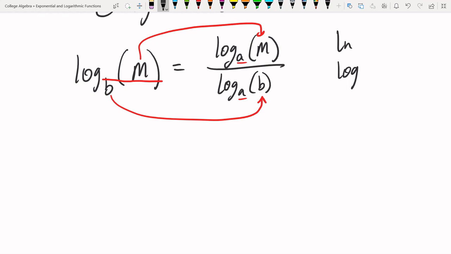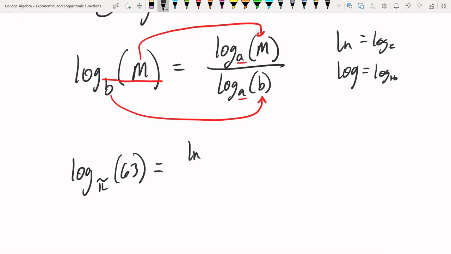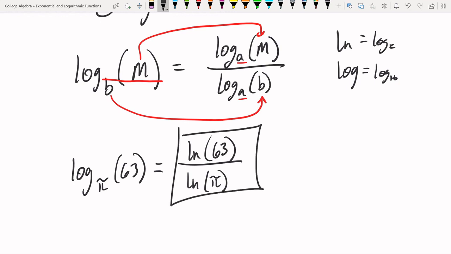So let's say we had log base pi of 63. I'm going to change this into the natural log. So natural log, right? I said this before. Natural log is log base e. Log is log base 10. It's just shorthand notation. The inside is on top, and the base is on bottom. And now this is the new logarithm. I've changed the base from log base pi to log base e.